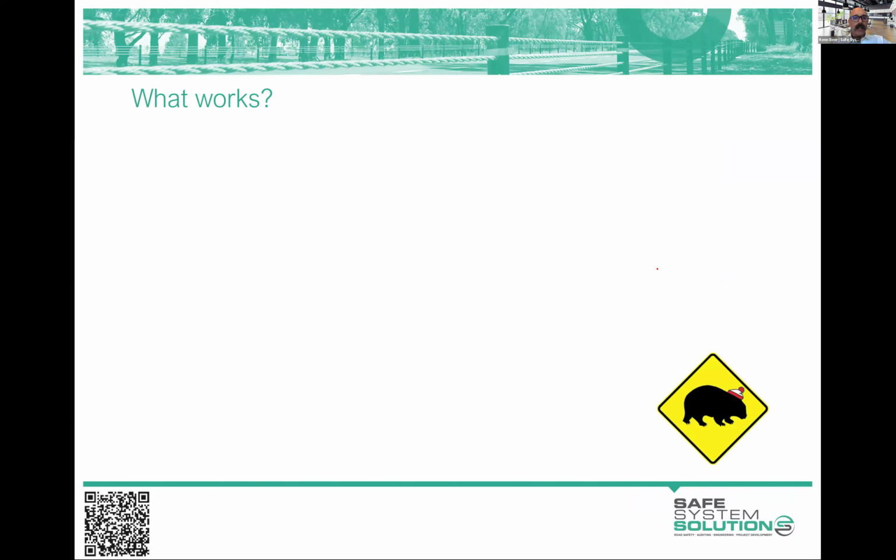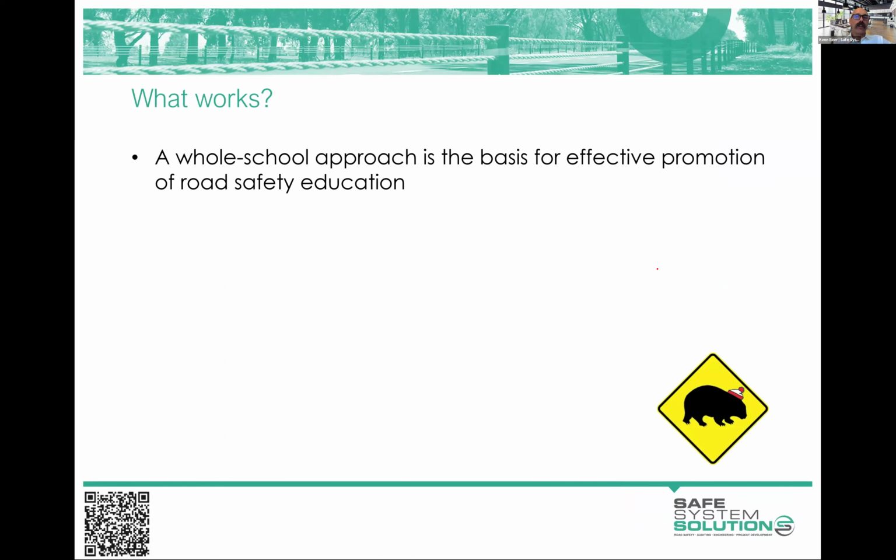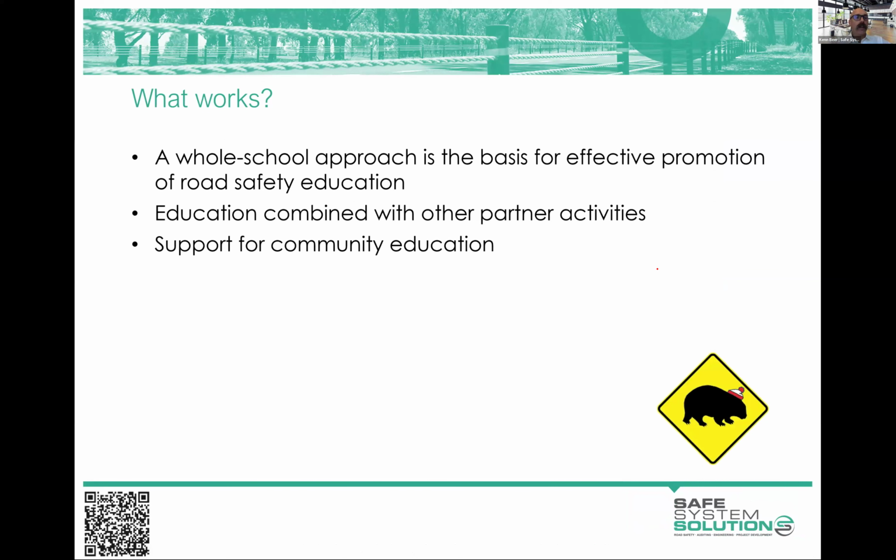Okay, what works? Education in road safety throughout the whole of somebody's education through school is very effective. Combining with other partner activities, police and the like, very good. Support for community education. This is important for us. We have a lot of the community who are quite engaged in wanting to improve road safety. Our responsibility is to ensure that there's an evidence base to what they're doing.